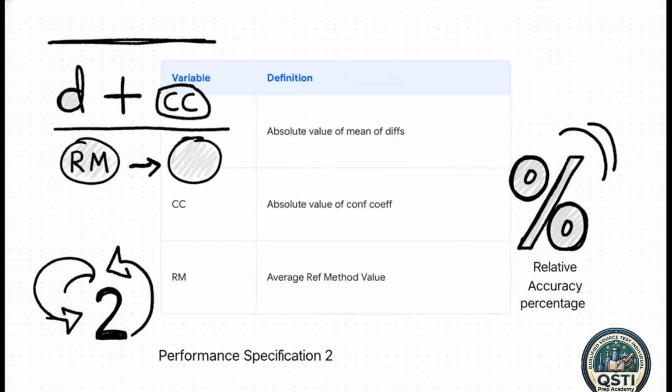Once you've got those figured out, you add them together and divide by RM, which is just the average value from your trusted reference method. Multiply the whole thing by 100 and boom, you've got your relative accuracy percentage.